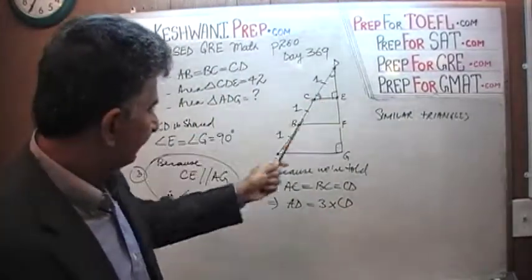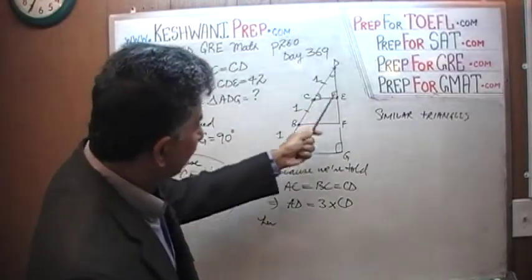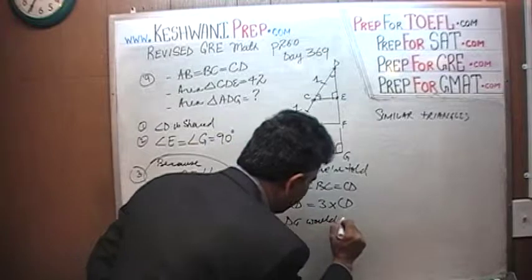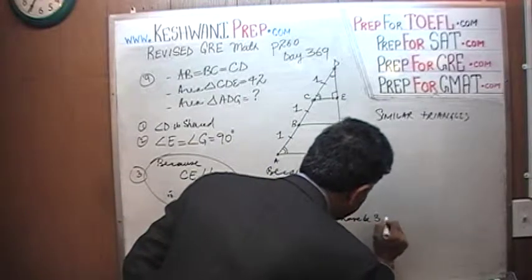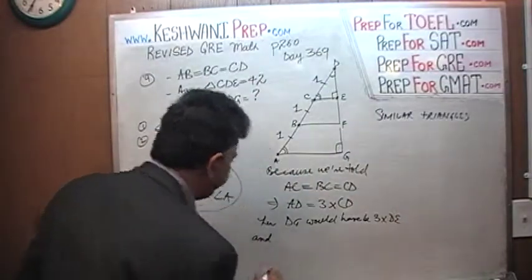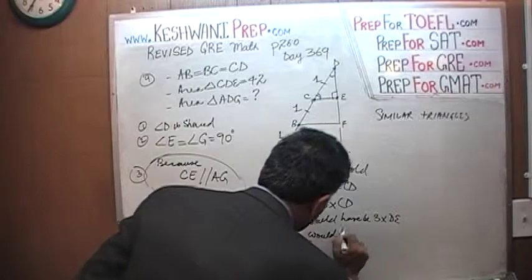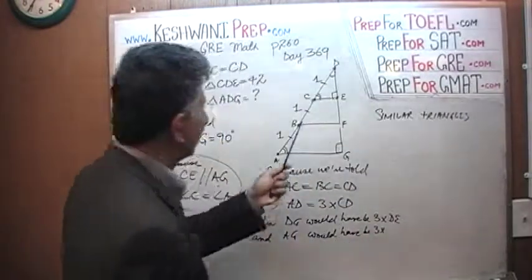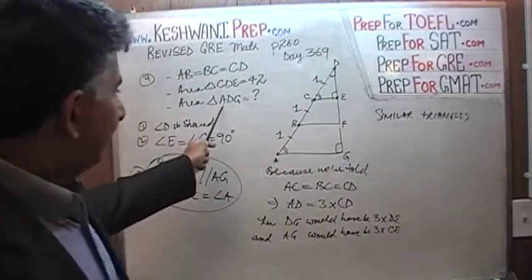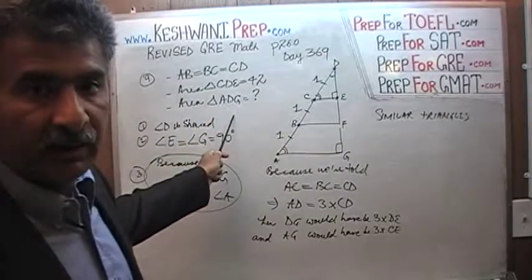If A to D is 3 times C to D, then D to G would have to be 3 times D to E. And A to G would have to be 3 times C to E. In other words, the triangle ADG is the same exact triangle as triangle CDE. It's just been magnified 3 times.